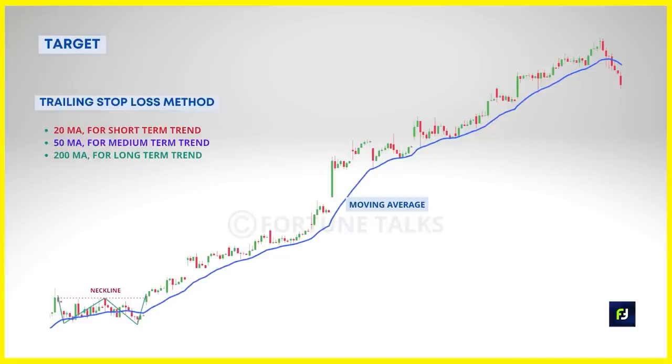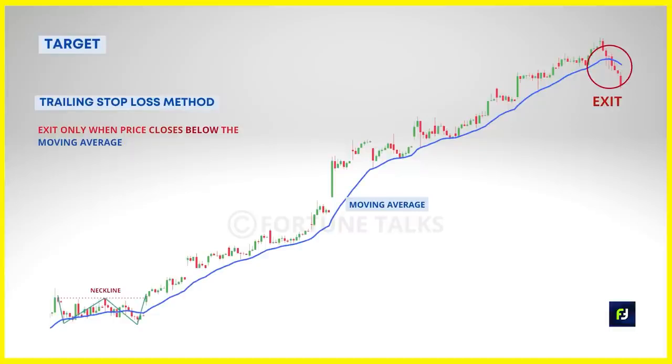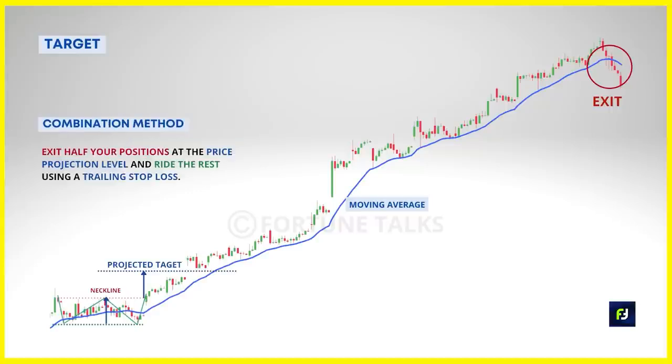So the first step is to decide on the type of trend you want to capture, whether it's a short-term, medium-term or long-term trend. Then you can trail the stop loss with the appropriate moving averages like 20 period, 50 period or 200 period moving averages respectively. And we will exit our trade only when the price crosses below these moving averages. The final method combines both these methods. You exit half your positions at the price projection level and ride the rest using the trailing stop loss so that you will be able to lock in some profits and not lose money if the market reverses.